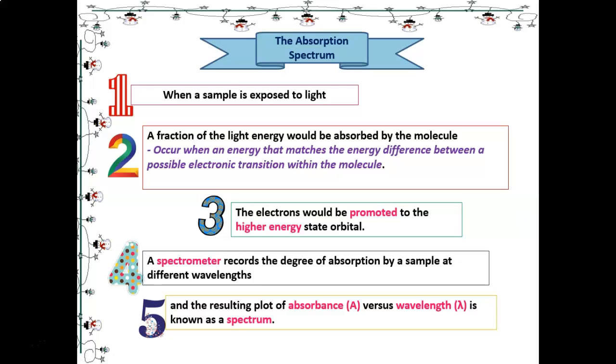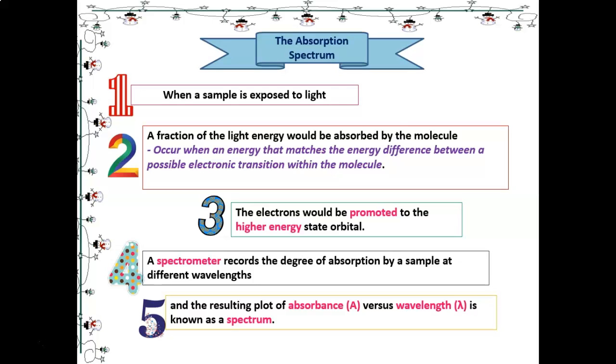Now we look at the mechanism in the absorption spectrum. When a sample is exposed to light, this is the step where the molecule in UV-Vis spectroscopy detects the color. When a sample is exposed to the light, a fraction of the light energy will be absorbed by the molecule. This occurs when the energy matches the energy difference between a possible electronic transition within the molecule. So it will display as a color at its own wavelength.